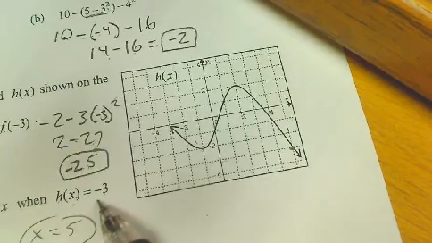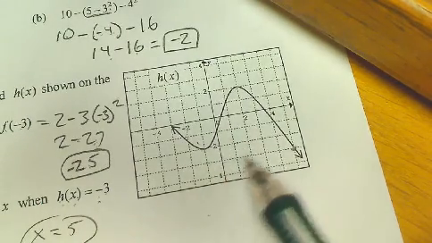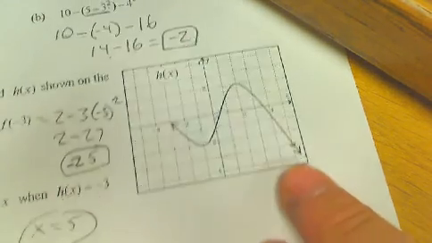H of x equals negative 3, so that means my y is negative 3. Go over to my x, and it is 5.